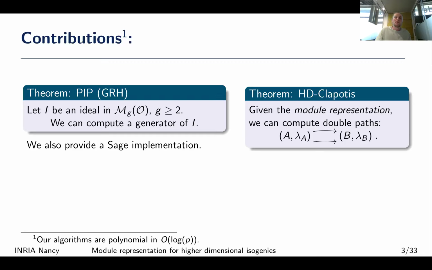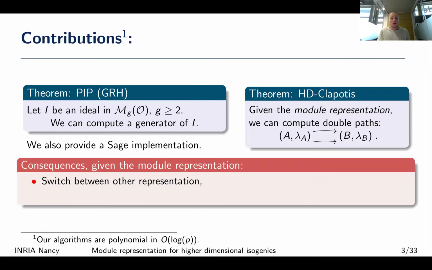And before moving to abelian varieties and their modules, I just wanted to highlight some consequences. So the first is that those tools allow us, given the module representation, to switch between other already known and used representations, such as, for example, theta coordinates or endomorphism ring representation. I'm going to be a little bit more precise at the end of this talk about switching between representations.